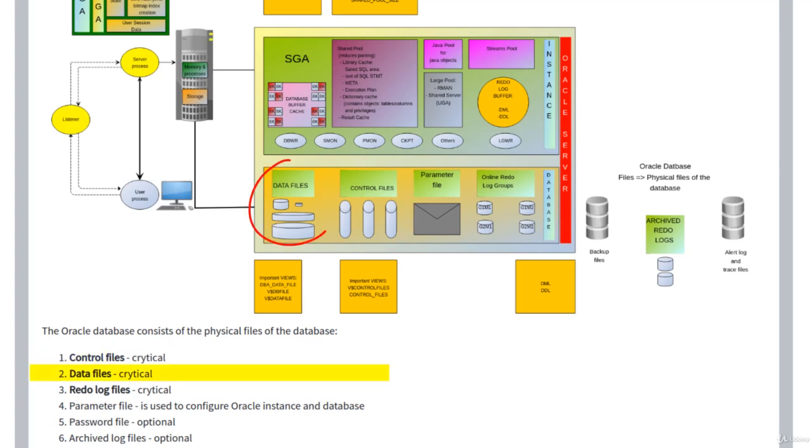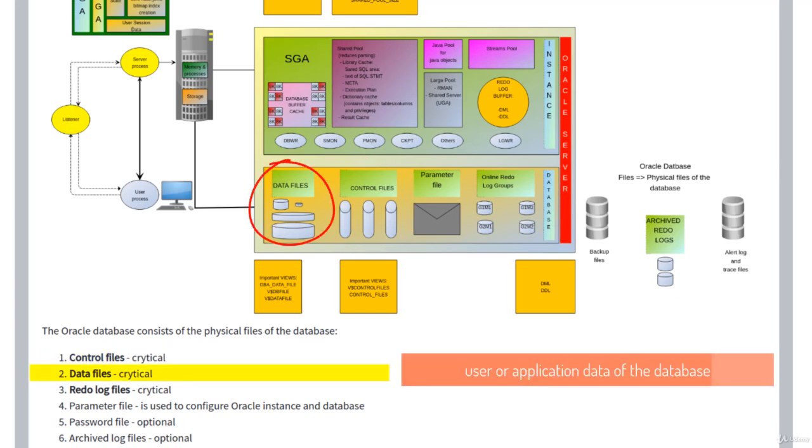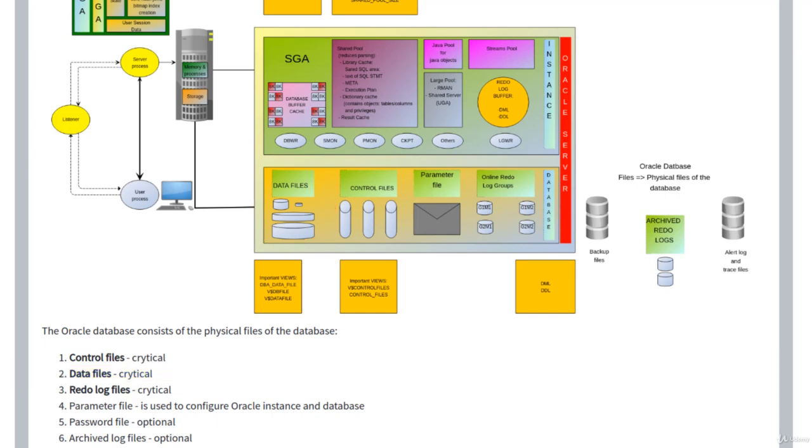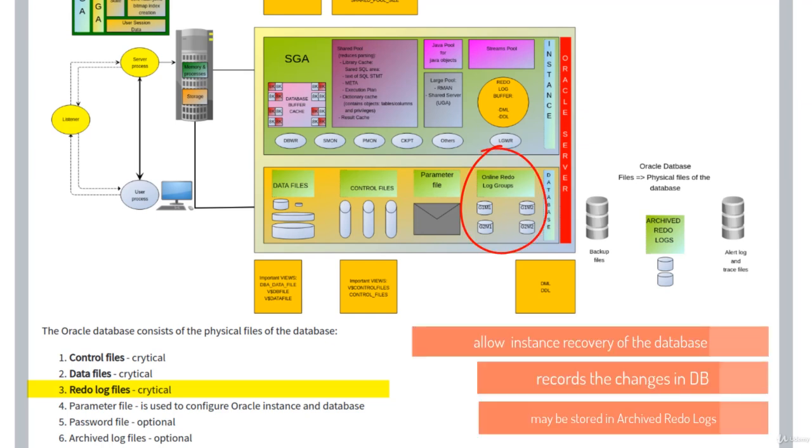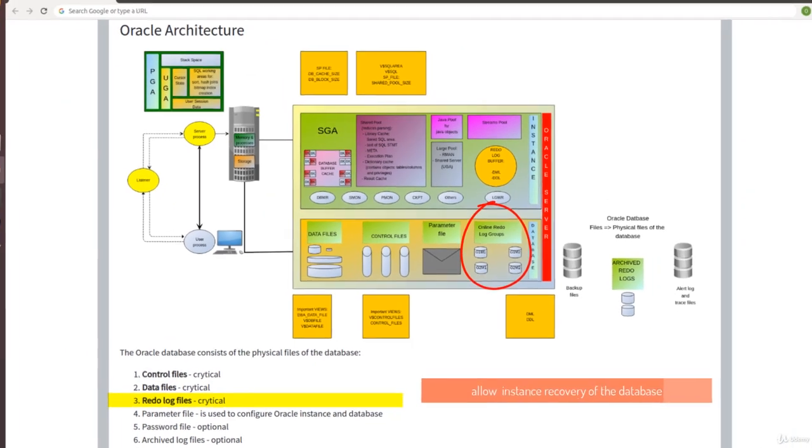Data files. They contain the user or application data of the database, as well as metadata and the data dictionary. Online redo log files. They allow for instance recovery of the database. If the database server crashes and does not lose any data files, the instance can recover the database with the information in these files.